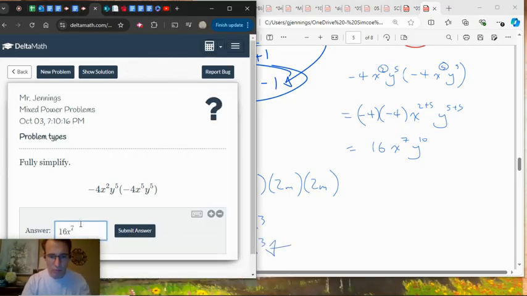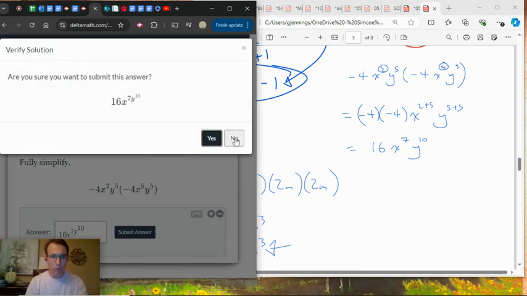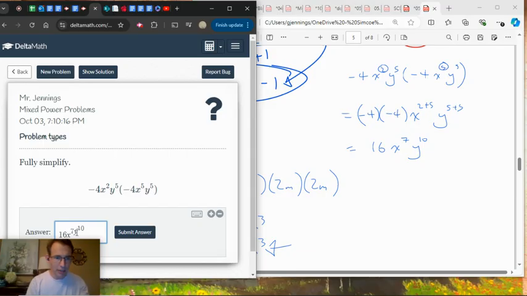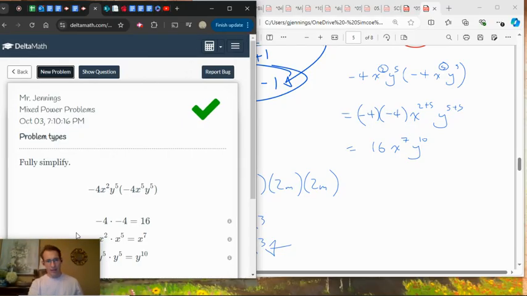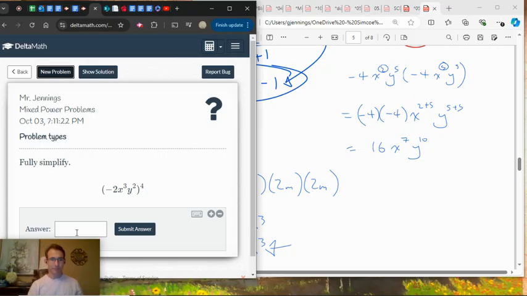16x to the 7, y to the 10. No! And be careful that you don't write the y as part of the exponent, okay? You just have to go down, and then you go y to the 10, okay? Yeah, okay. So here's another one.